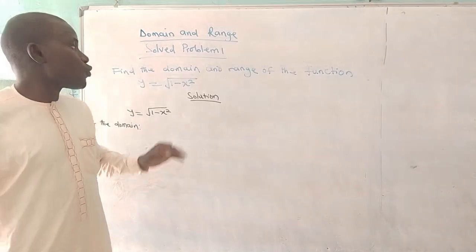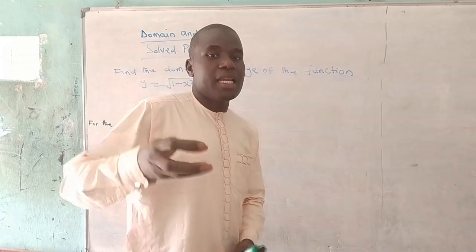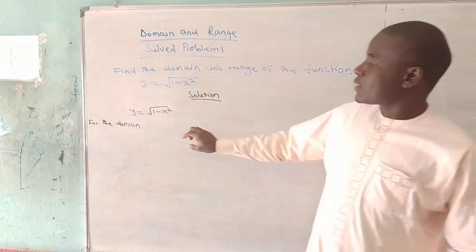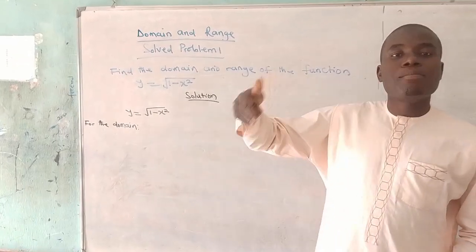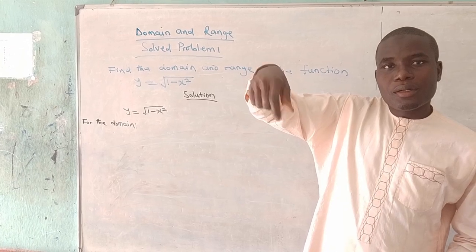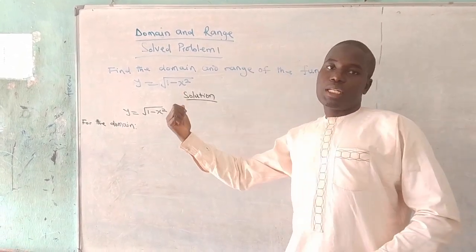Do you understand? So for the range, when you are asked to find the range of a function, just substitute the maximum and the minimum values from the what? Domain in the function.